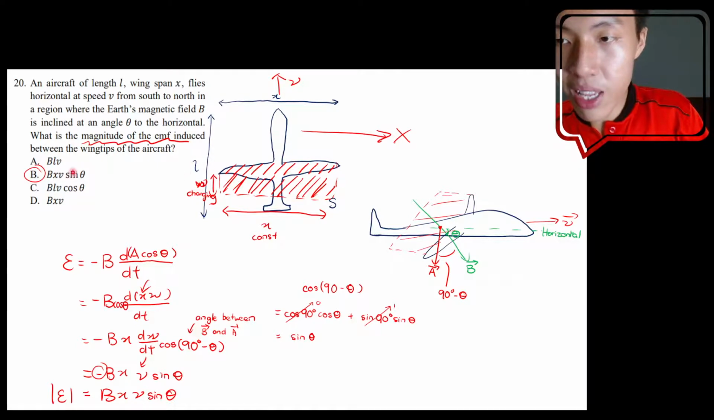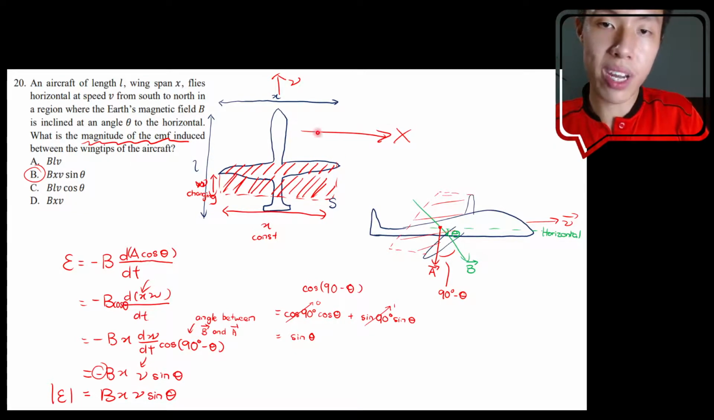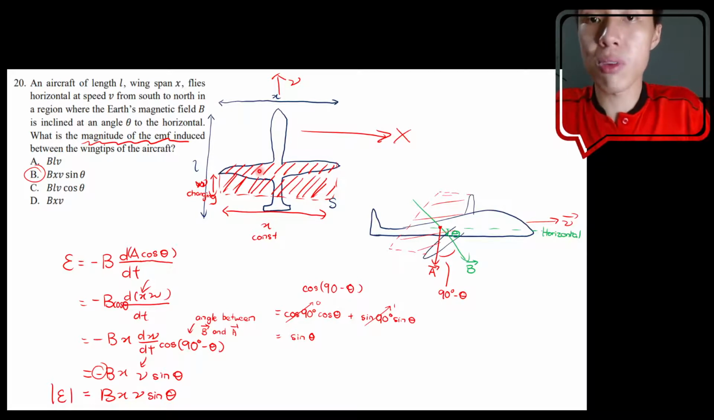Make sure you don't put in L as your answer because your aeroplane is not going to the right. If your aeroplane is going to the right, then this is the one that is swiping through the magnetic field. But if you're going upwards like this, then the wing is the one that is swiping through the magnetic field. Okay, next question.